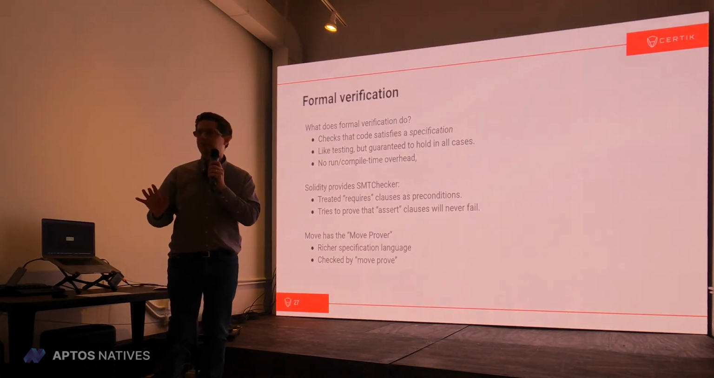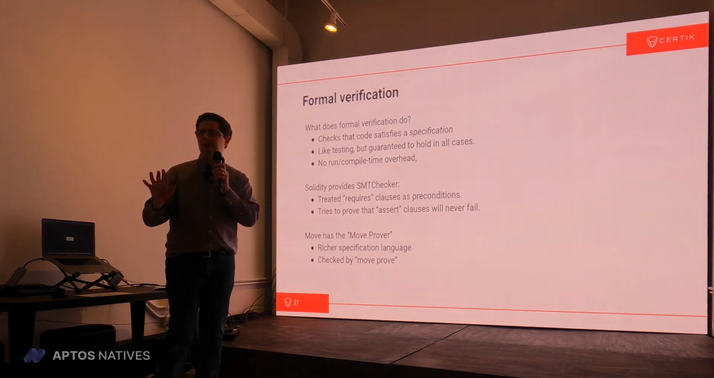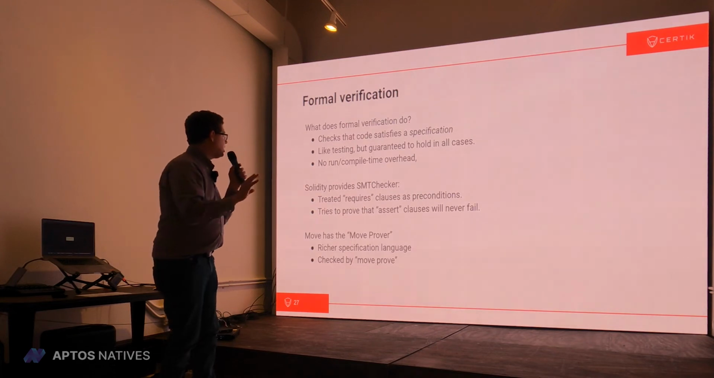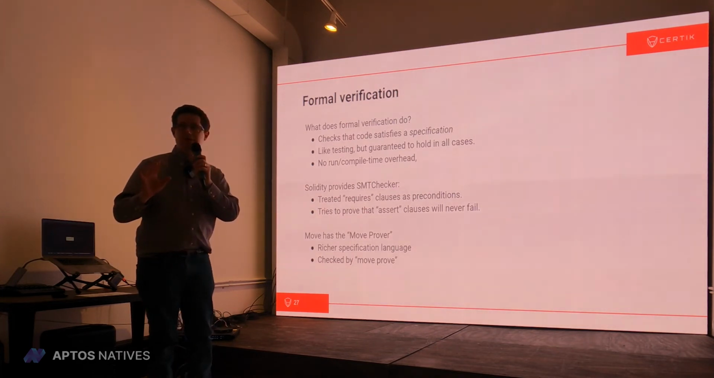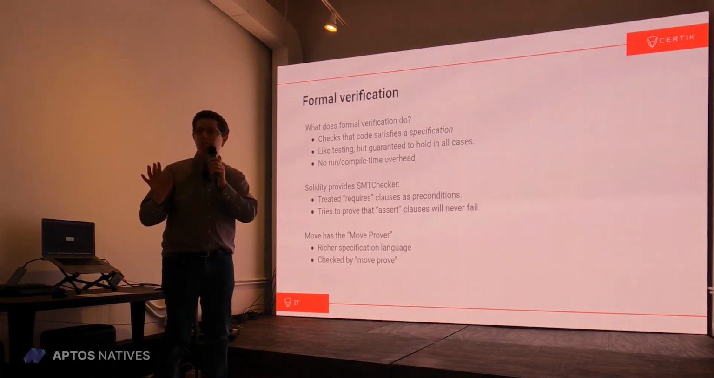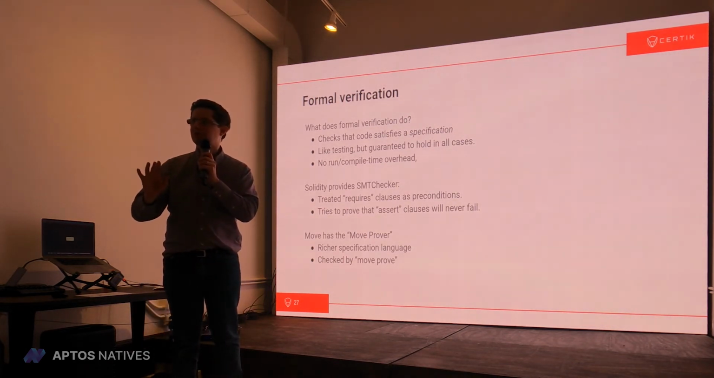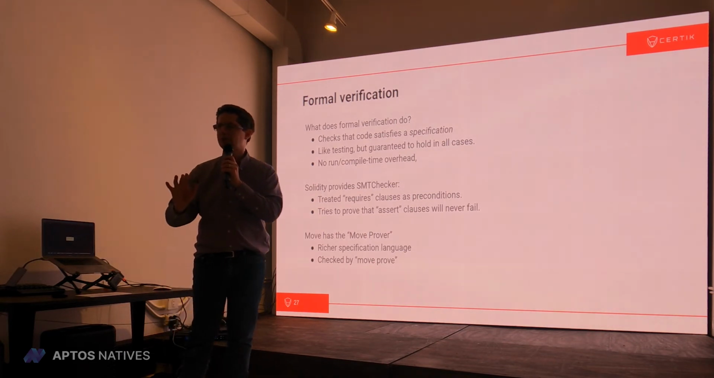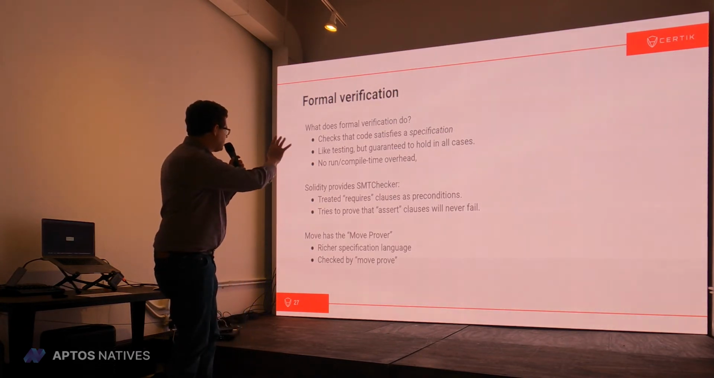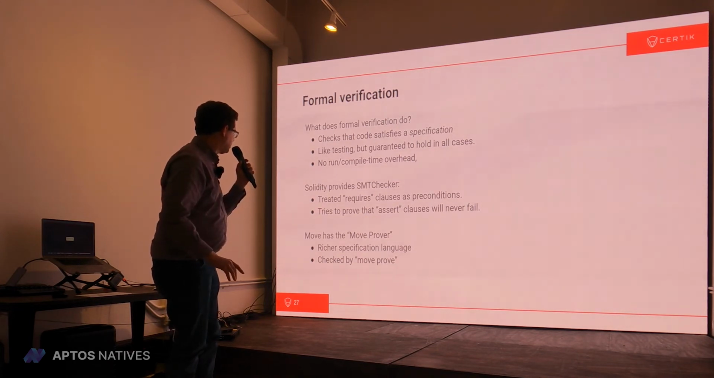So what is formal verification about? Formal verification checks that code satisfies a specification. It's like testing, but it's guaranteed to hold in all cases. And so there's no runtime or compile time overhead. Now, this sounds like maybe too good to be true. The answer is you can't always formally verify things. You can try to do it automatically. You can try to add annotations, but in general, it's an undecidable problem. You can't always do it, but when it works, it's great.